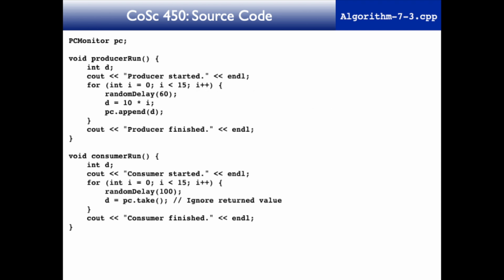So here's the code for the producer run. And again, we just loop 15 times, throw in a random delay just to try to make things interesting there. And what we produce is 10 times i, and so that's what we append. We do our pc.append, which appends that to the buffer. And after that executes 15 times, we output producer finished, and similarly for the consumer run. So all that's pretty straightforward.